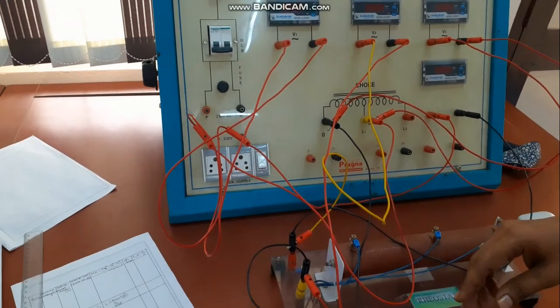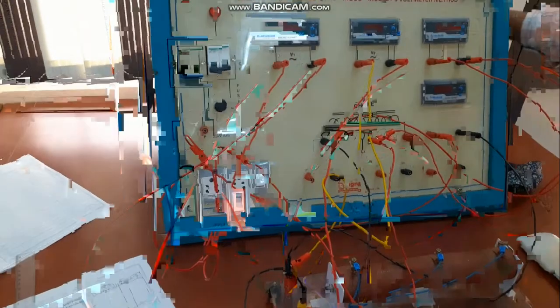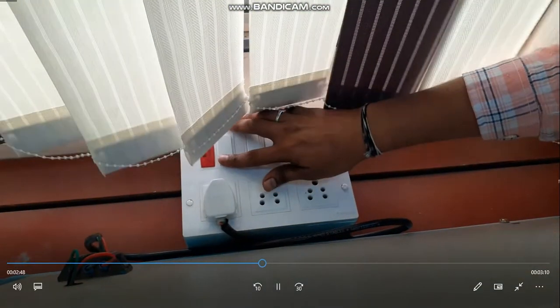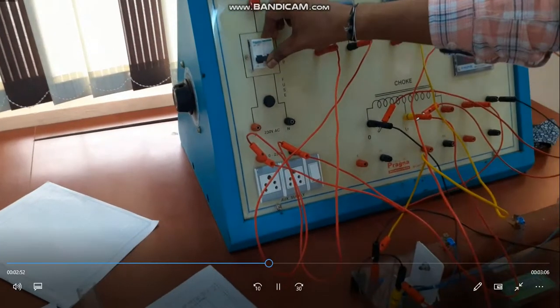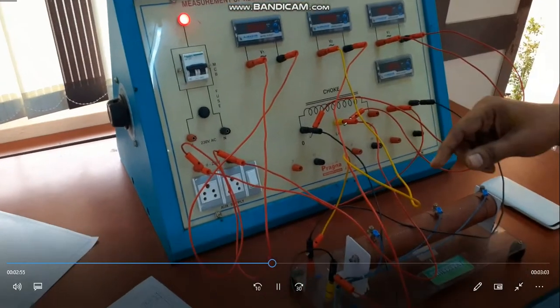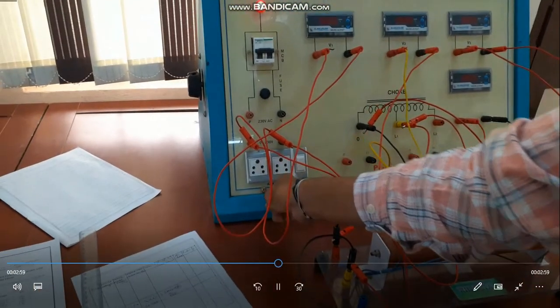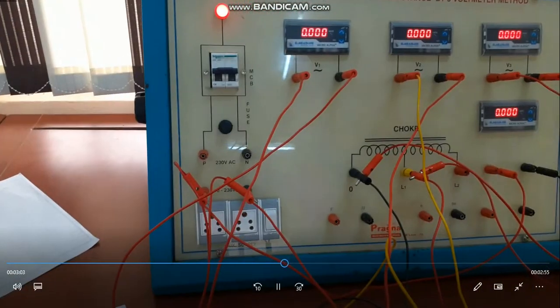So now we are going to conduct the experiment. Initially we switch on the main power supply, and next we have to switch on the MCB. Once we switch on the MCB, it makes the circuit, and to take the readings, the supply is given to all the meters. Initially all meters are showing 0 reading.